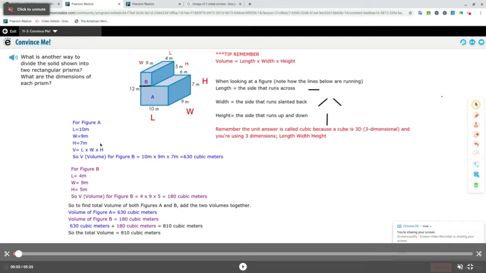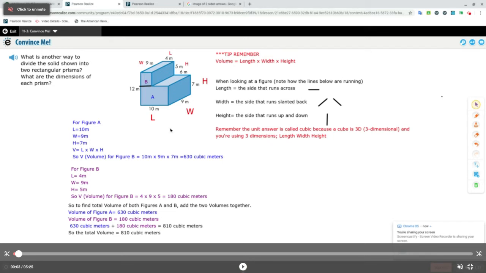So now if I use my formula, which is volume is equal to length times width times height, then the volume for figure A would be 10 times 9 times 7. And if I do 10 times 9 times 7, I get 630 cubic meters. So now I found the volume of figure A. But now I got to go back and I got to find the volume of figure B.